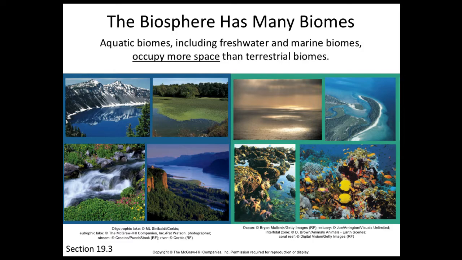In addition to biomes on land, we also have biomes in the water, and this includes what we call the aquatic biomes. Aquatic biomes include both fresh and marine, meaning saltwater or seawater. As you can imagine, we live on a blue planet, and therefore there's more water on the planet than there is land.